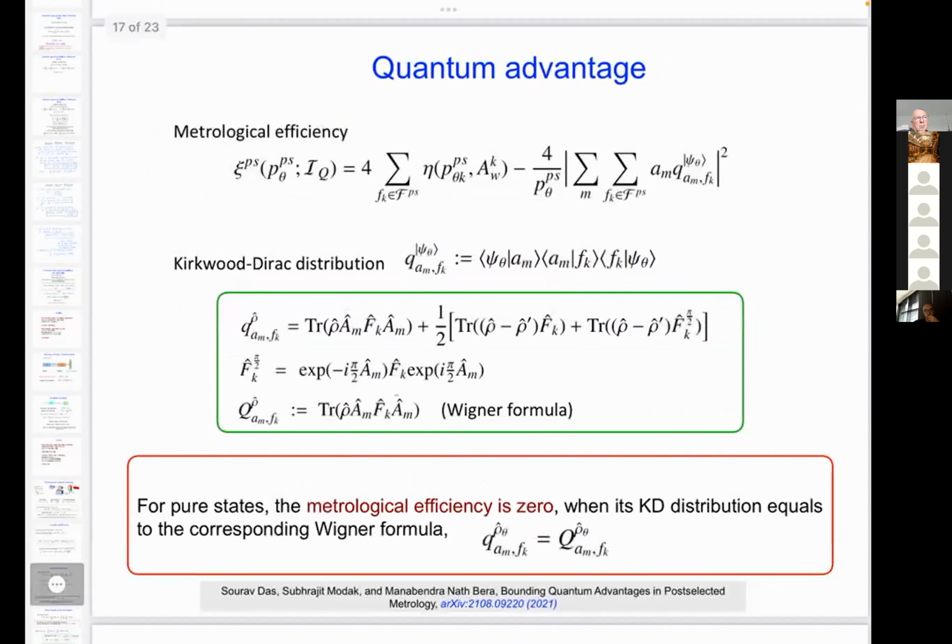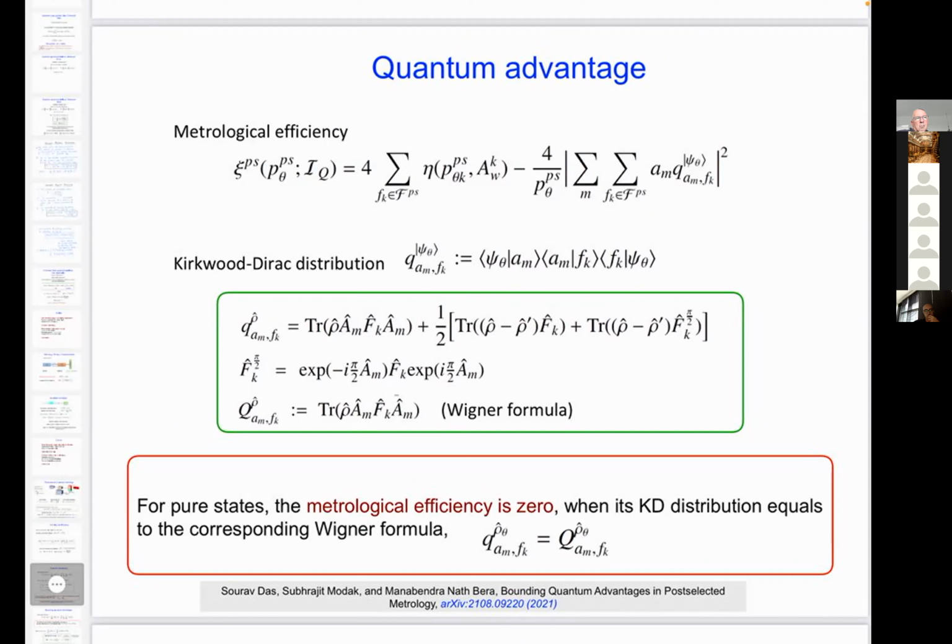So now I'm writing this expression again because it seems a bit messy, so you don't have to remember anything. This is the metrological efficiency written again, in the form of the Kirkwood-Dirac distribution. When I was introducing this distribution, I also introduced a Wigner formula, so the Kirkwood-Dirac distribution can also be compared with this Wigner formula. The first term in the green box is the similar expression for the system observable and the post-selection block, right?